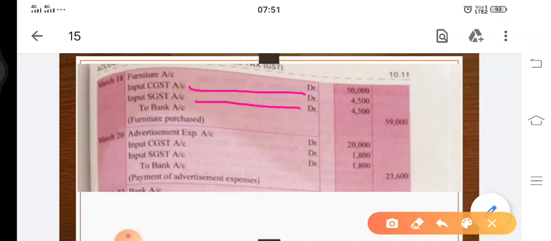Now, we have paid 50,000 for furniture, 4,500 for CGST and 4,500 for SGST. So, the total amount paid will be 59,000. That is 50,000 plus 4,500 plus 4,500.